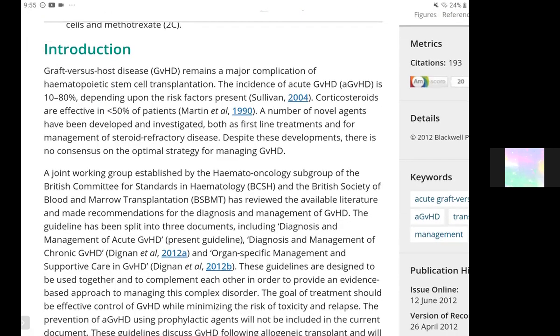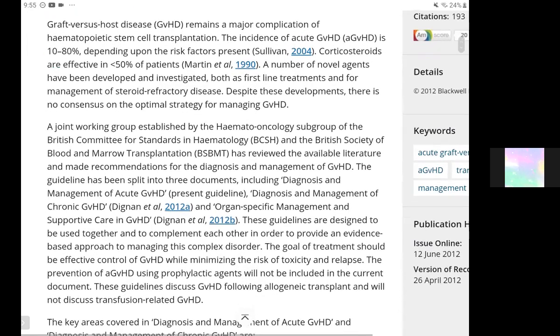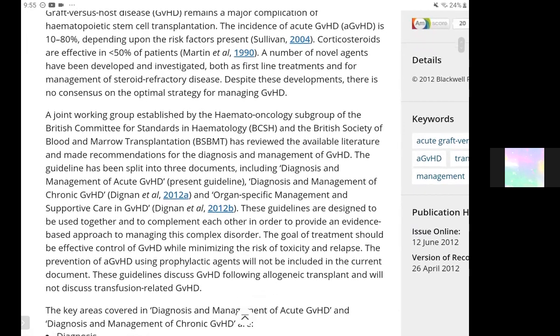So basically, the incidence will vary depending upon the risk factors present, and the corticosteroids, which are basically used as a first line, are effective in less than 50% of patients. For steroid refractory cases, even cyclosporine and other calcineurin inhibitors have been used. Despite these developments, there is no consensus on the optimal strategy for managing this.